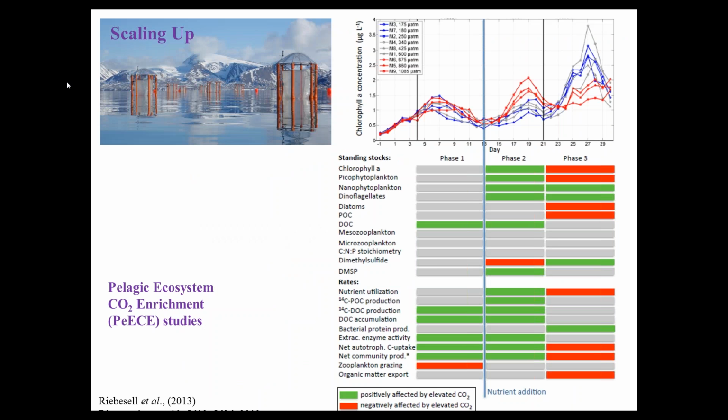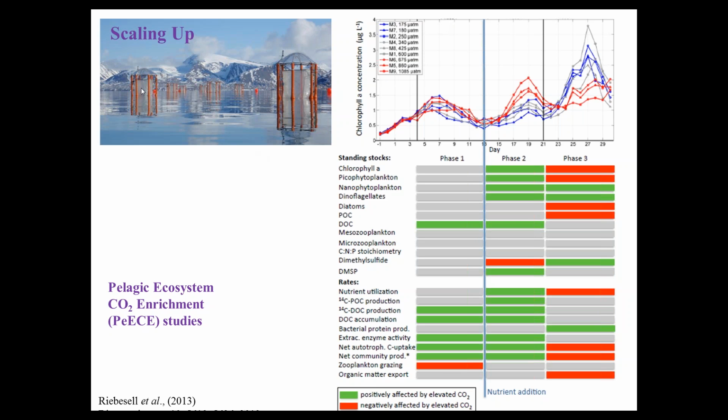This is taken from Ulf Riebesell's summary of one of their pelagic ecosystem CO2 enrichment studies. What they used in these studies are large mesocosms that penetrate, I believe, down to 20 meters in the water column or so. They enclosed them and changed the CO2 levels throughout a large gradient. You see right here, the bluer colors are the lower CO2 treatments, intermediate is gray, and then red is the higher ones, and they range from 175 to over 1,000 ppm.